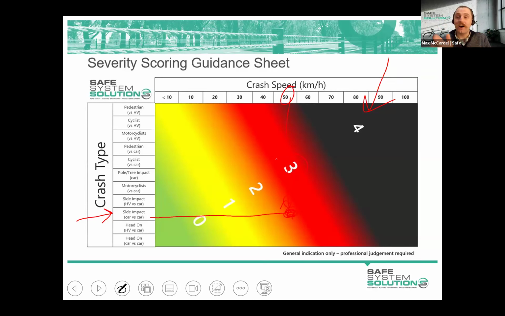You would have also noticed that the highest score you can get is 4. The lowest score you can get is 0. So that's also good to note.